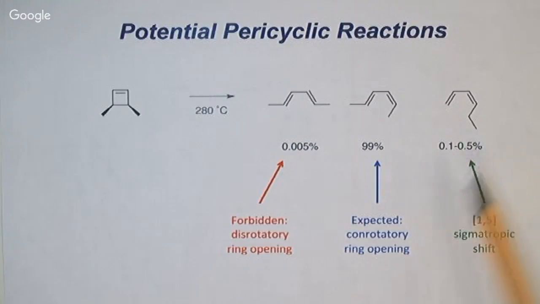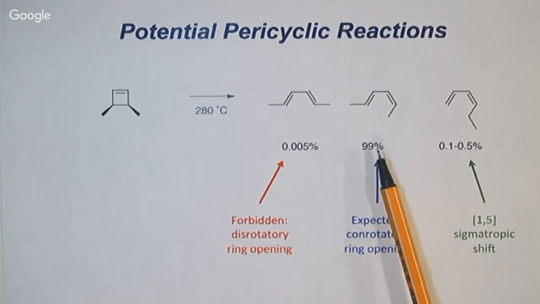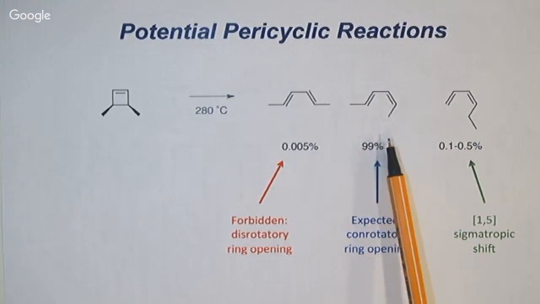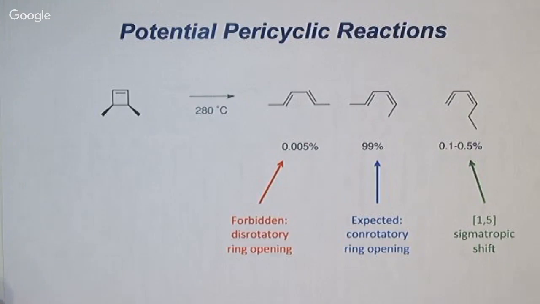And this comes about from what we call a 1,5 sigmatropic shift. The starting material has undergone the conrotatory ring opening, but then it's also undergone a second reaction to move a methyl group, sorry, move a hydrogen. And these are what is known as sigmatropic shifts.